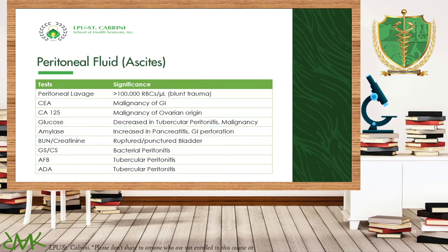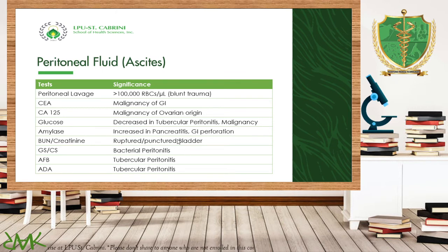Okay, so these are the significant tests for our peritoneal cavity. Peritoneal lavage, no? When you said peritoneal lavage, a cell count greater than 100,000 RBCs per microliter is an indication of blunt trauma. CEA or carcinoembryonic antigen, malignancy of the GI. When I said GI, that is your gastrointestinal tract. This is what I mentioned a while ago, CA125, malignancy of ovarian origin. Decreased glucose in tubercular peritonitis and malignancies.